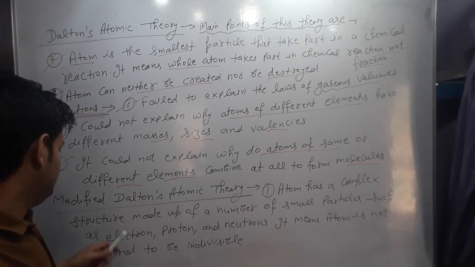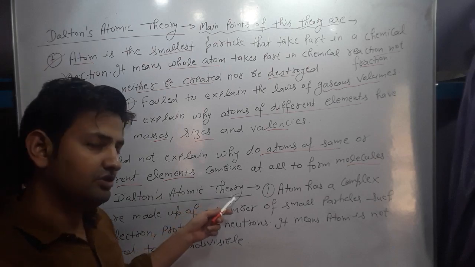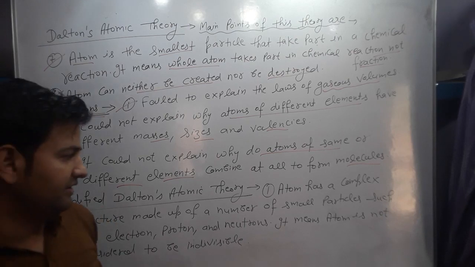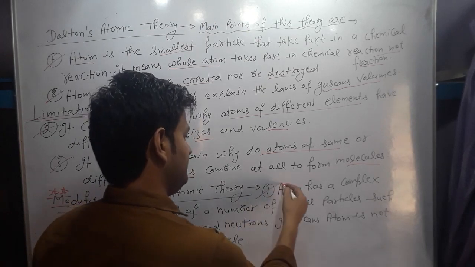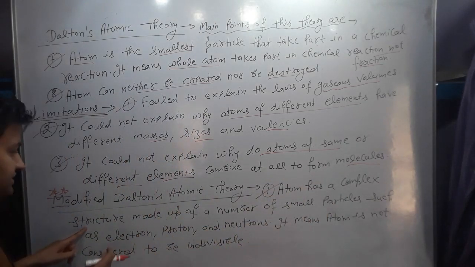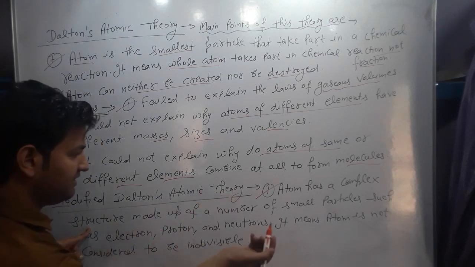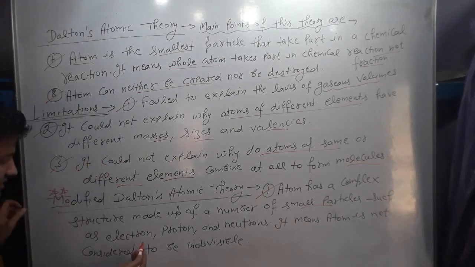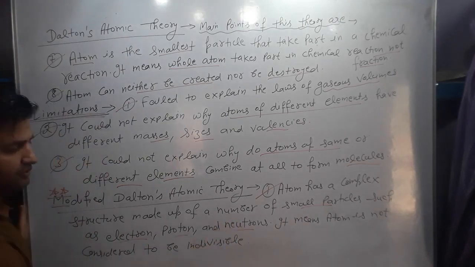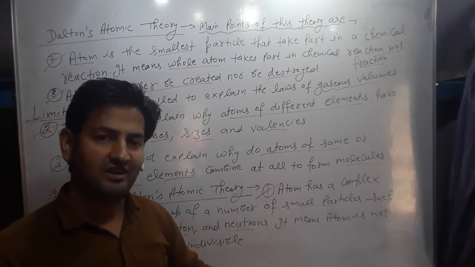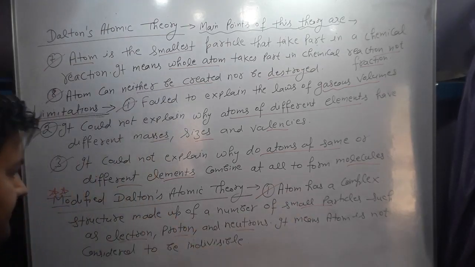So next is the modified Dalton atomic theory. It is also called the modern Dalton atomic theory. The first point of this theory is atom has a complex structure. Atom has a complex structure made up of a number of small particles. These particles are proton, electron and neutron. We studied that electron, proton and neutron are present in the complex structure of the atom.